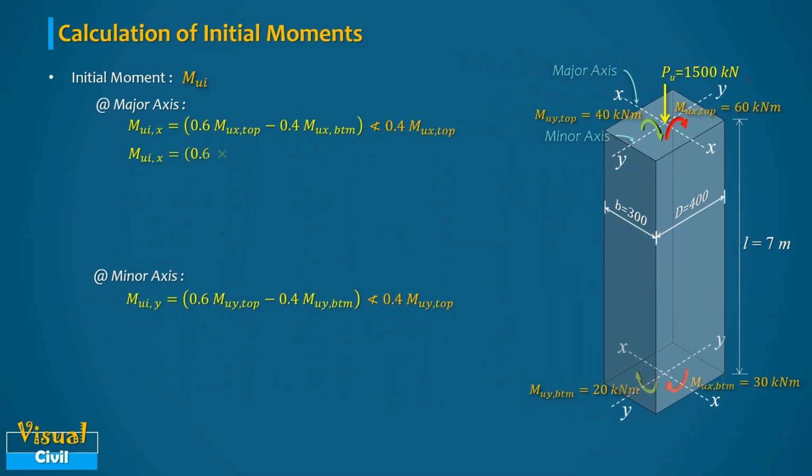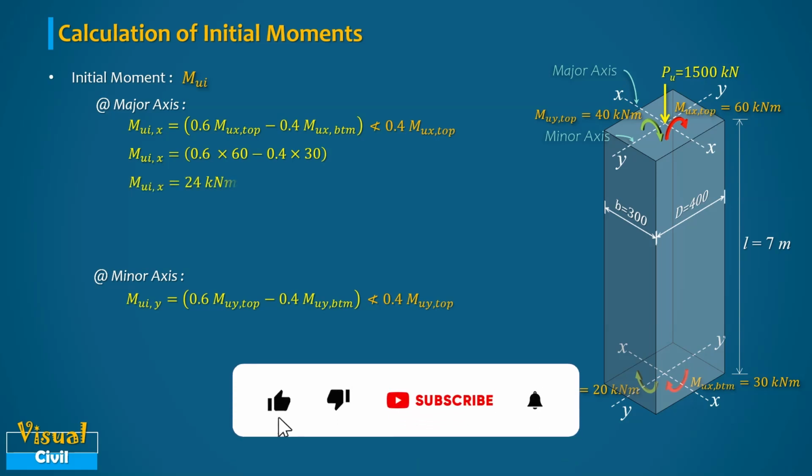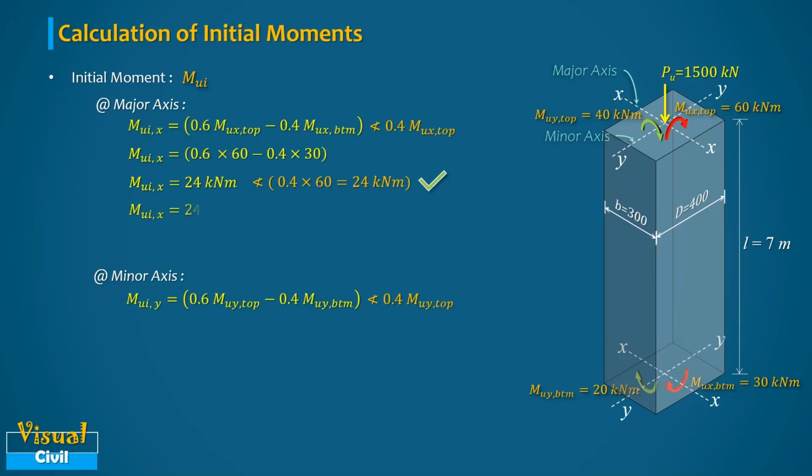After putting all the required values in the expression and solving it, we find that the initial moment about the x-axis, that is Muix, is equal to 24 kilonewton meter. This moment should not be less than the moment due to minimum eccentricity about the x-axis, but here it is less. Hence, the value of initial moment about the x-axis should be equal to 41 kilonewton meter.